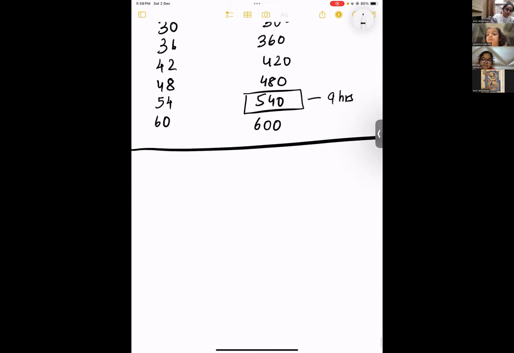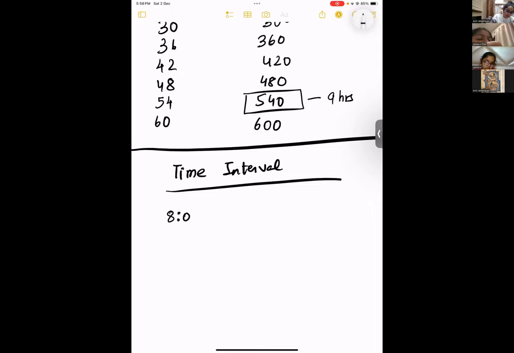Now, next question is time interval. Who wants to say? Ma'am, what is time interval? Time interval ka matlab hota hai gap. Theek hai. So Idika goes to school at 8 o'clock in the morning. So I'm going to write, till I go to school at 10 o'clock. Now Idika, maan lo, assume that you go to school.